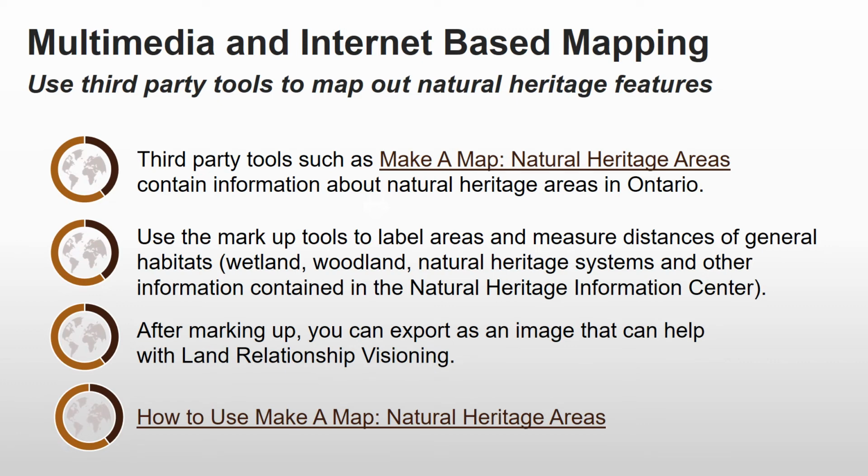Another way to use multimedia and internet-based mapping is to use third-party tools such as the Ontario Make a Map Natural Heritage Areas application. The Make a Map Natural Heritage Areas mapping application displays some of Ontario's natural heritage information, such as wetlands, woodlands, provincial parks, and Natural Heritage Information Centre data. The application can show planning areas and designations for provincial plans.